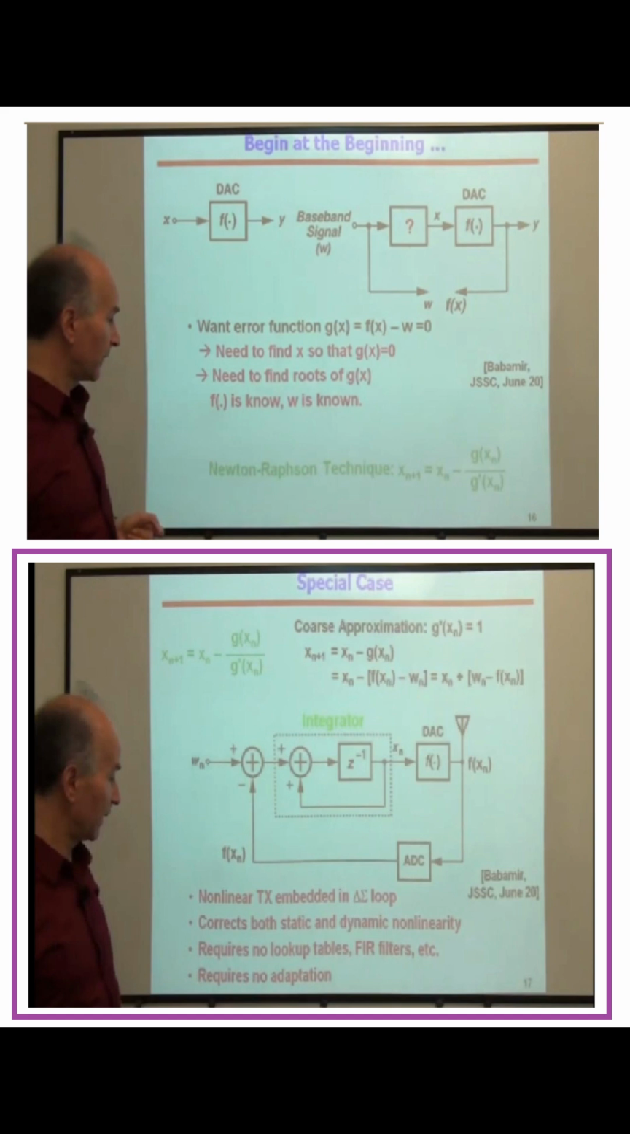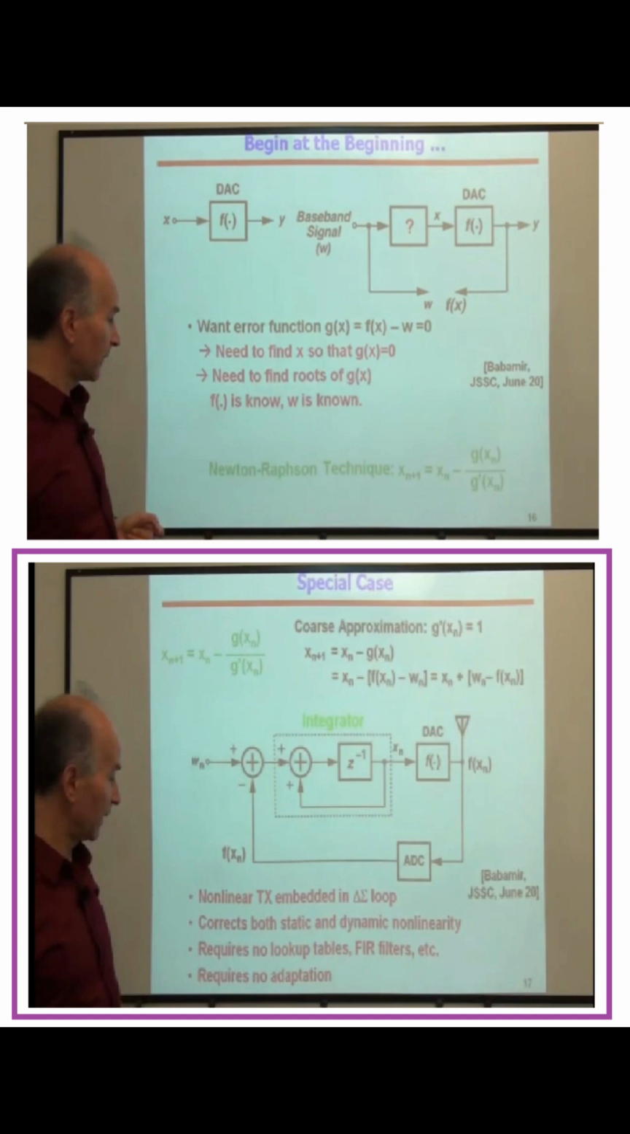Now, let's build this in a circuit. The baseband input and f of x are at the output. To implement the equation, we subtract f of x from the baseband input and add it to the previous value of x. To introduce the required time delay, we use a z^-1 block. This circuit follows a simplified Newton-Raphson technique, ensuring that f of x closely matches the input.